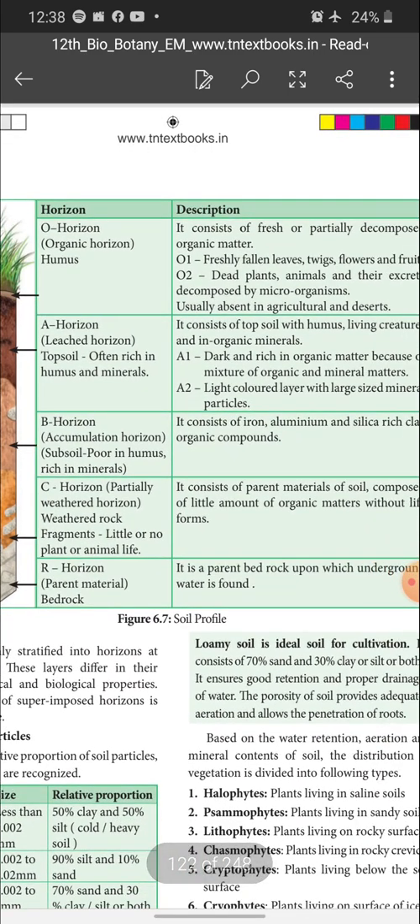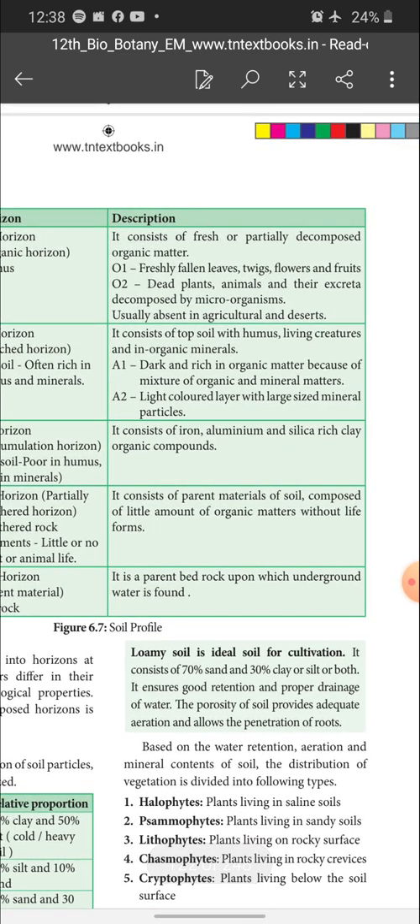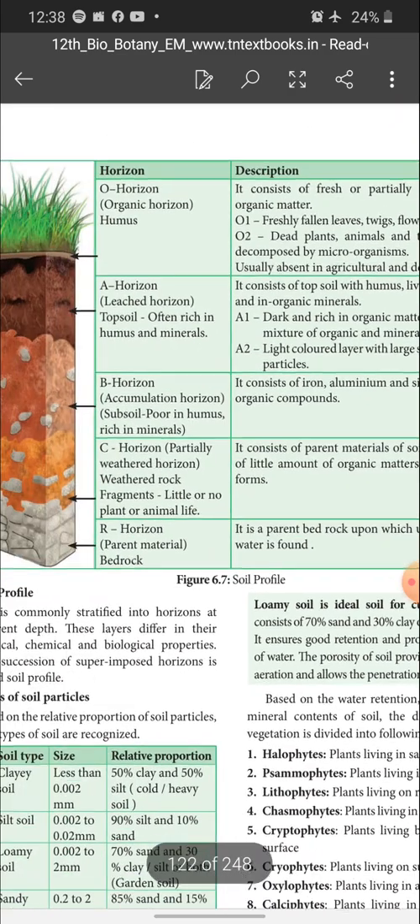Next, A horizon. It is a leached horizon, topsoil often rich in humus and minerals. It consists of topsoil with humus, living creatures and inorganic minerals. A1 is dark and rich in organic matter because of a mixture of organic and mineral matters, and A2 is a light colored layer with large sized mineral particles.